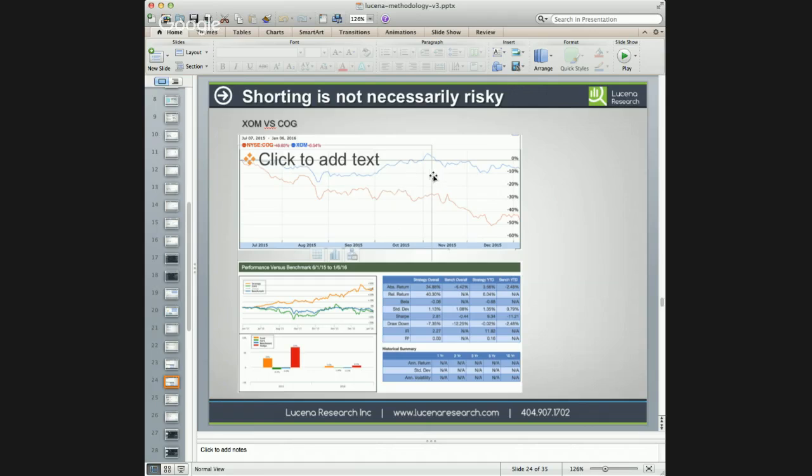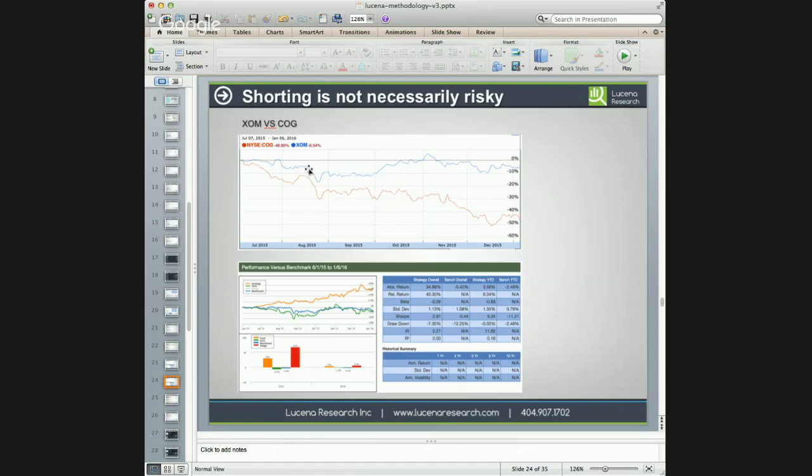Well, here's another example of some energy stocks. We're looking at Exxon and COG. And let's suppose, again, we had some information that Exxon was going to do better than COG. But note, they both went down over this time period.